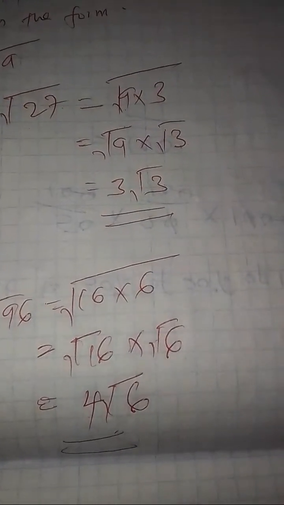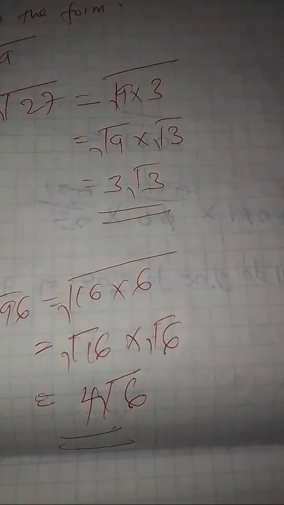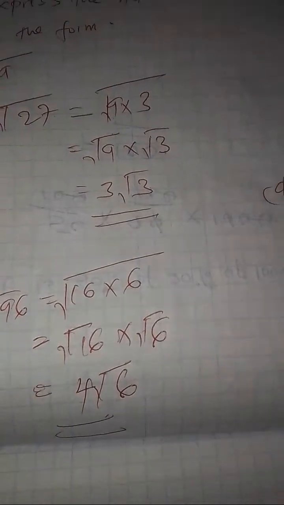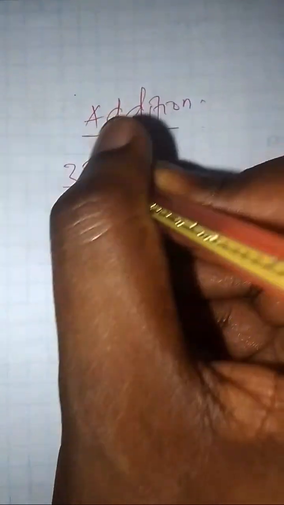I want us to move to addition and subtraction. Let's talk about addition first. We have this number 3 root 5. You add to 5 root 5. So we have 3 root 5 add to 5 root 5.